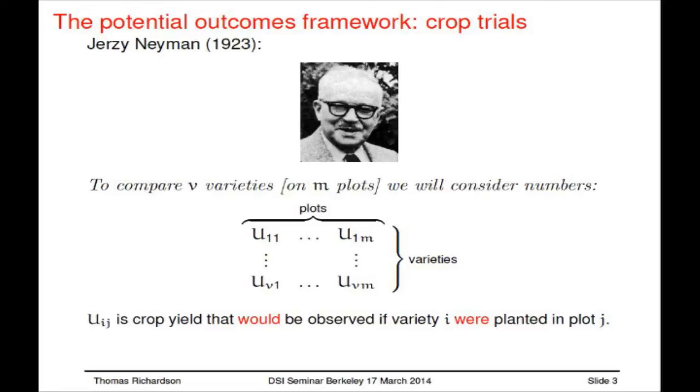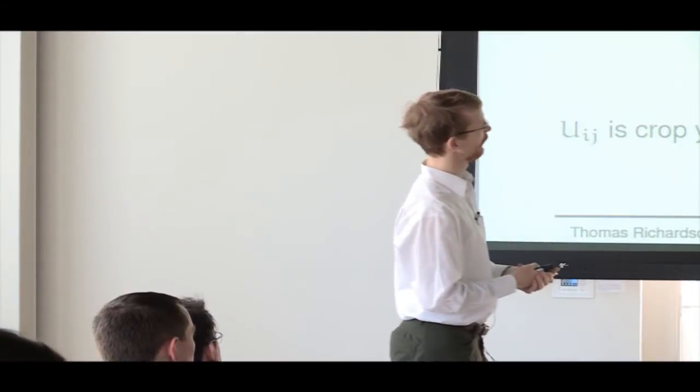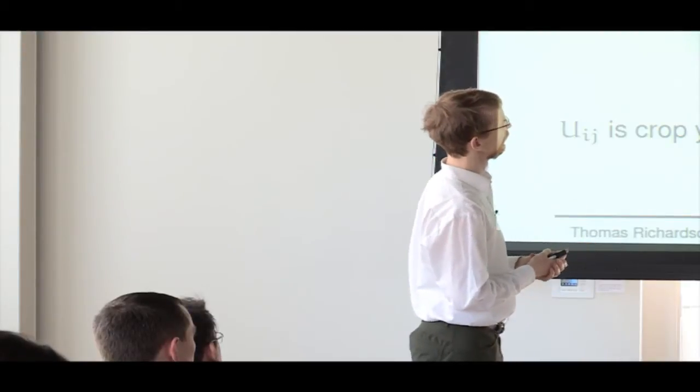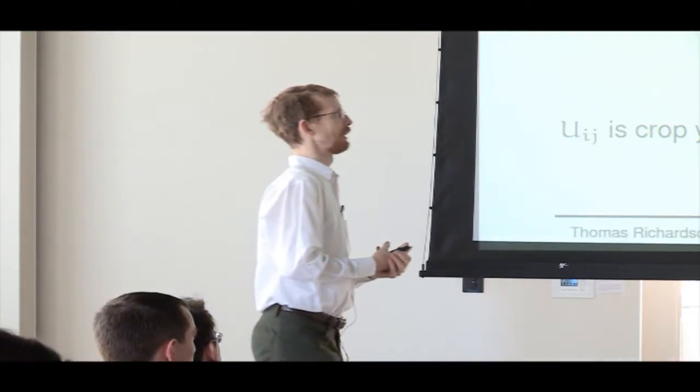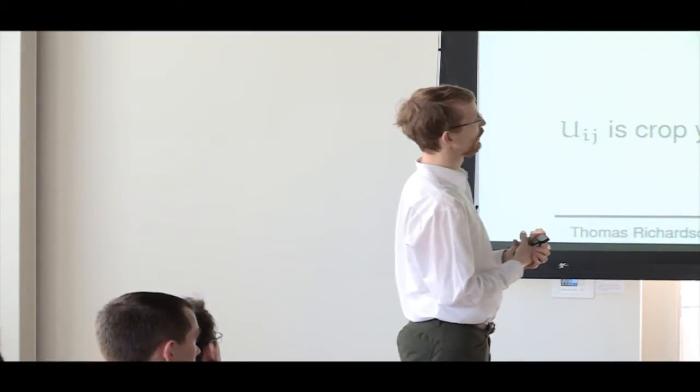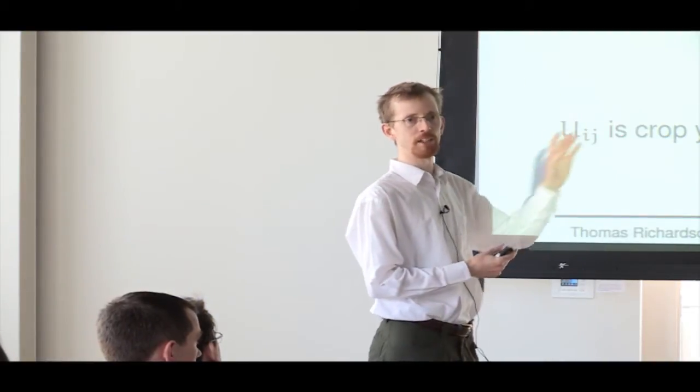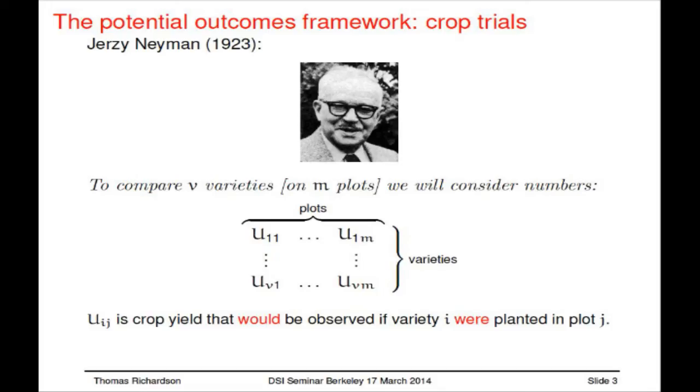Okay? And the key point is that the experimental constraints mean that we can only plant one variety in a given plot, and so consequently we are only getting to see one number in each column. Okay? But we're going to conceptualize that the set of numbers exists. Even though we don't get to see all of them, we're going to suppose that these are the results that we would observe under all of the possible experiments that we might have carried out.